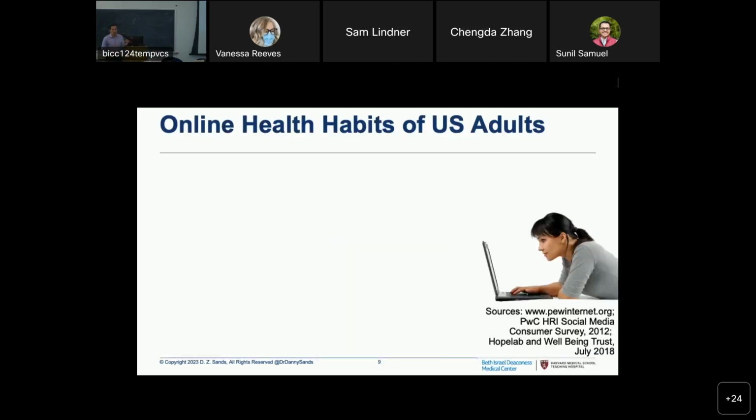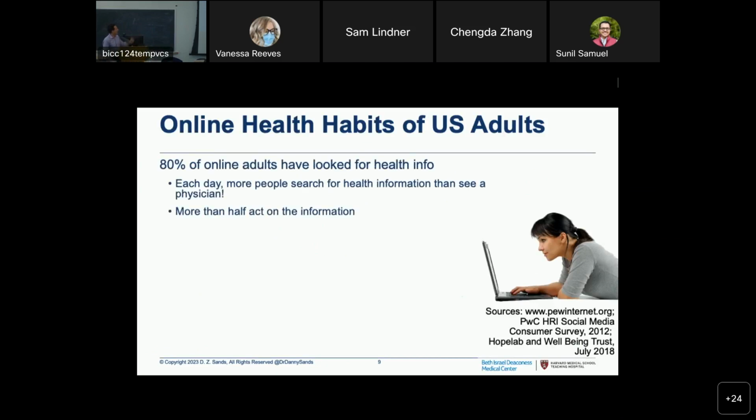So let's talk a little bit about the online habits of US adults. I'll just give you a few facts. And admittedly, some of these are a little out of date, but I think they're still valid because I was tracking them and they get higher and higher all the time. So here, 80% of online adults have looked for health information online. 80%. And each day, more people search for health information than see one of us. Okay? That's really remarkable.